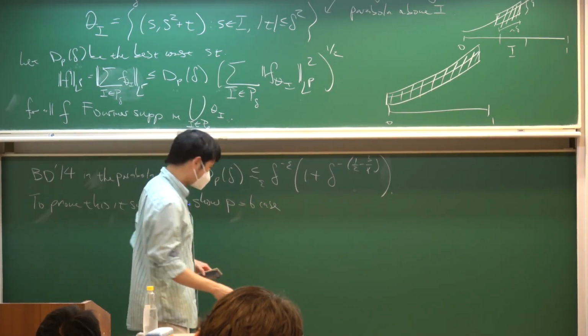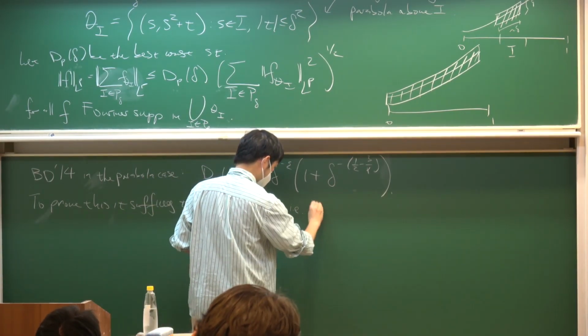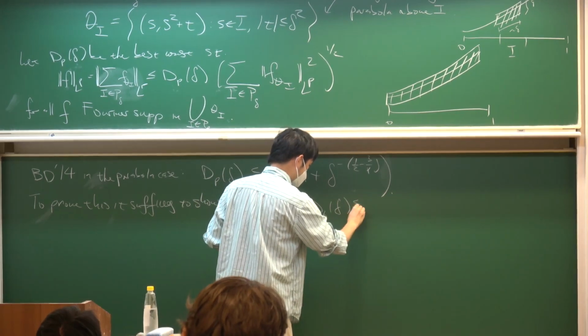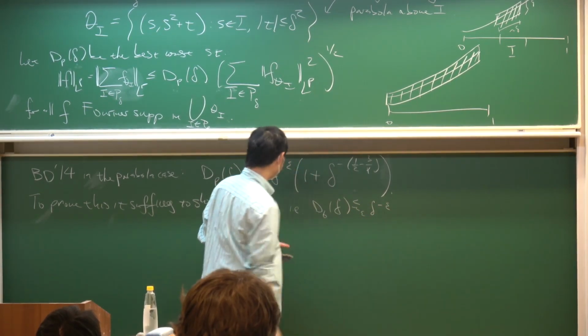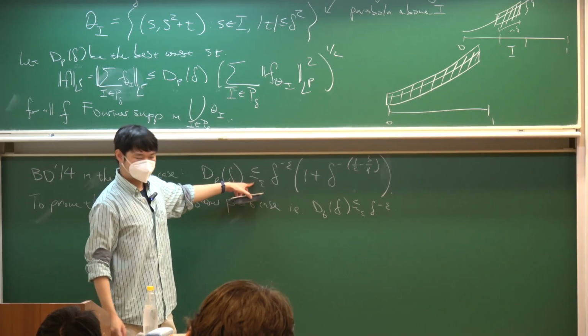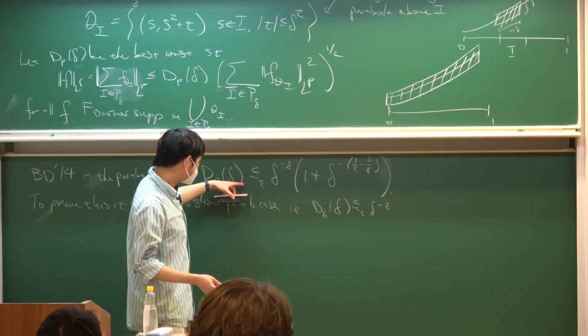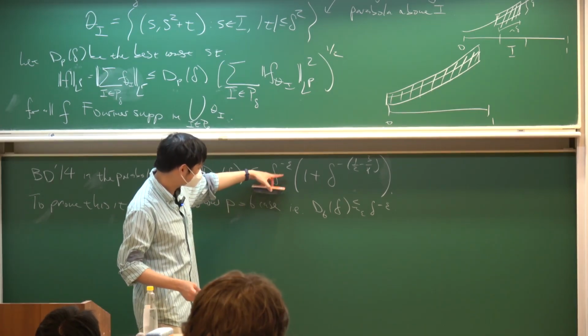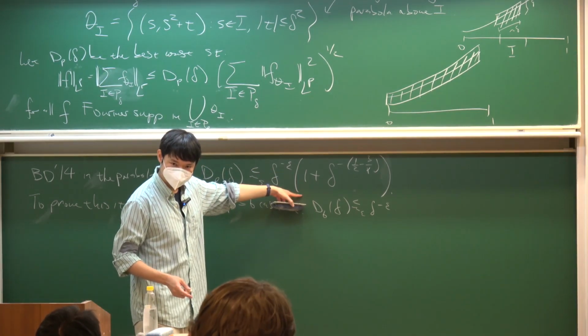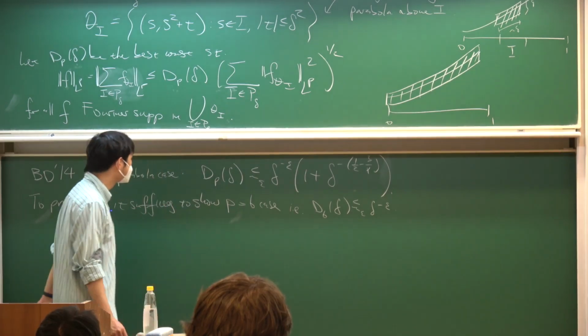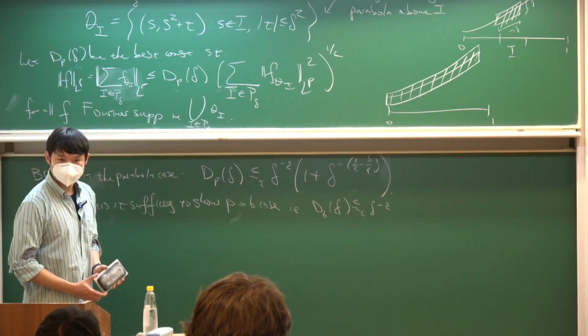The key word is interpolation. In other words, D_6 of delta is bounded by delta to the minus epsilon. And remember, this notation means that there exists a constant depending only on epsilon such that D_p of delta is less than or equal to C_epsilon times delta to the minus epsilon times this. Right? Okay. Great. Are there any questions?